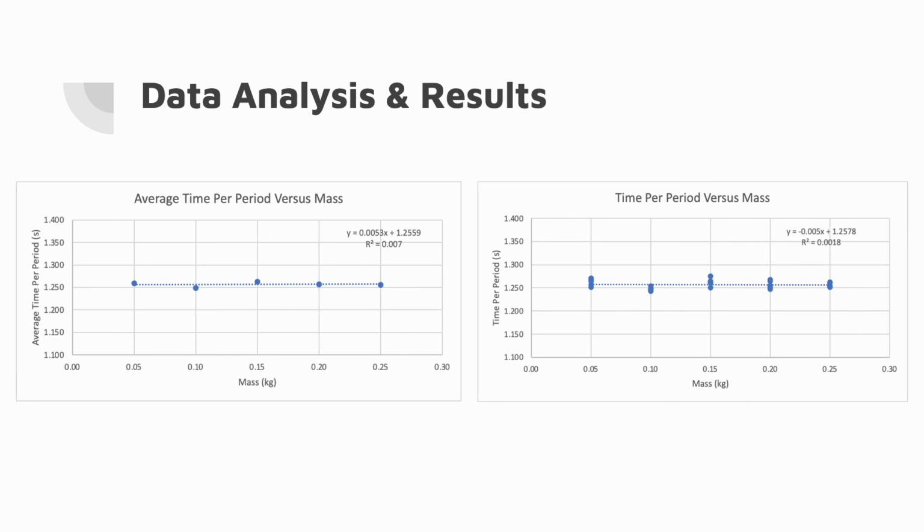We also graphed the average time per period versus the mass and the time per period versus the mass, and found the trend line for both graphs. We were looking for a slope close to 0, which would indicate that there was no correlation between the mass at the end of the pendulum and the time per period.